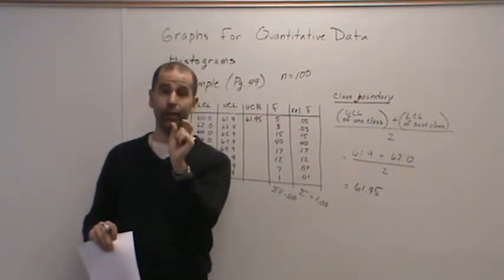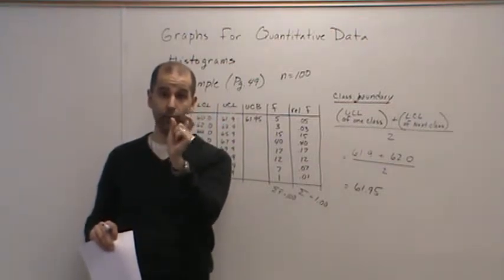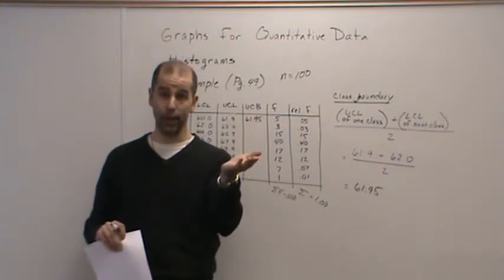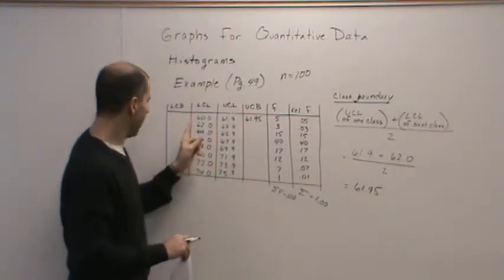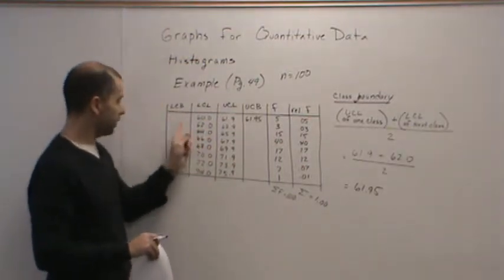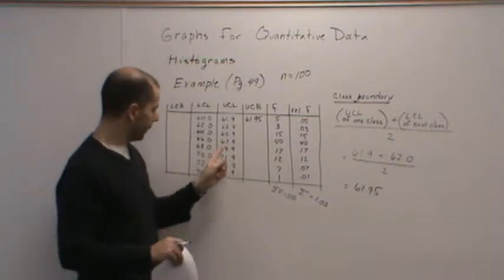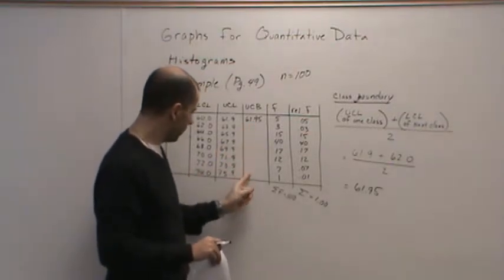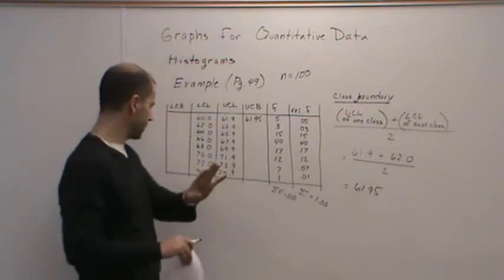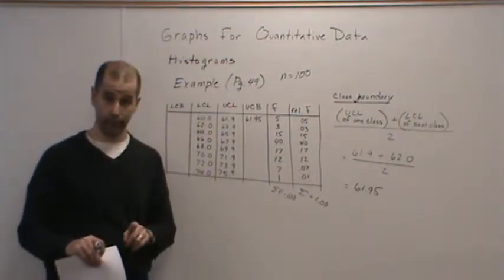0.05. So what are we essentially doing? We're adding or subtracting 0.05 to each of the class limits to get the class boundary. So watch this. How do I get the class boundary for all of these? I'm going to subtract off 0.05. How am I going to get all of the class boundaries over here? I'm going to subtract off 0.05.